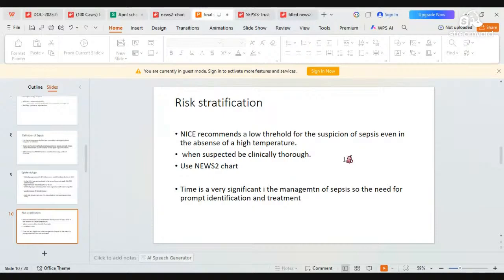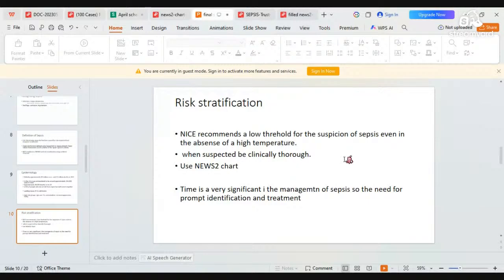Once you use your NEWS 2 charts and collate the score, we'll talk about that shortly, you can risk stratify your patient and decide how soon, from when you have taken your initial vitals, you should be administering empirical antibiotics. So there's a time frame.